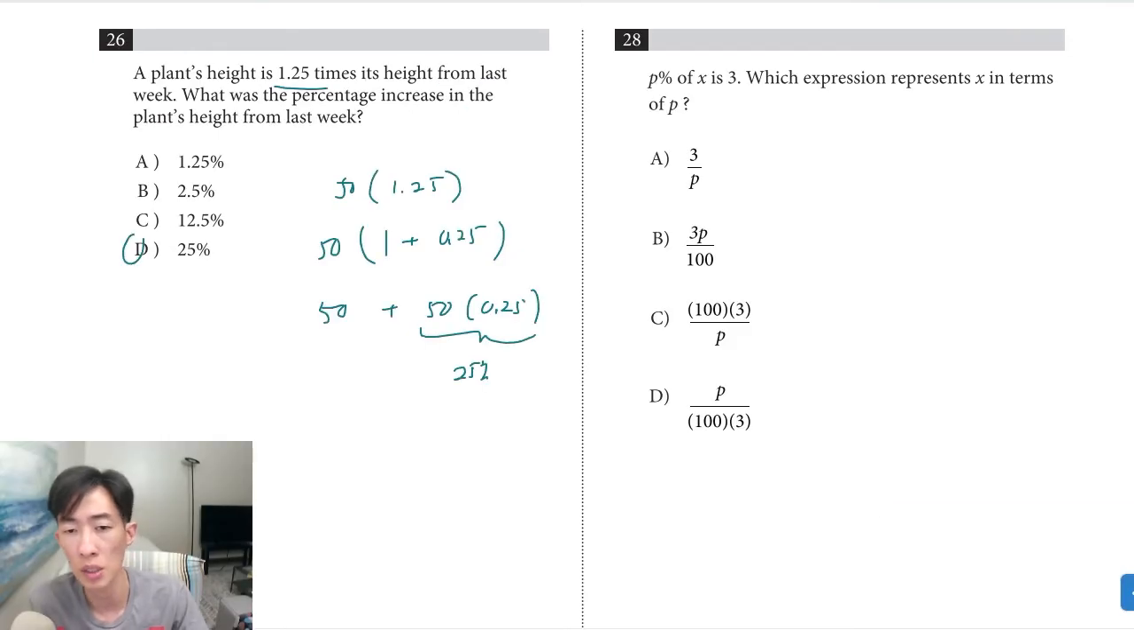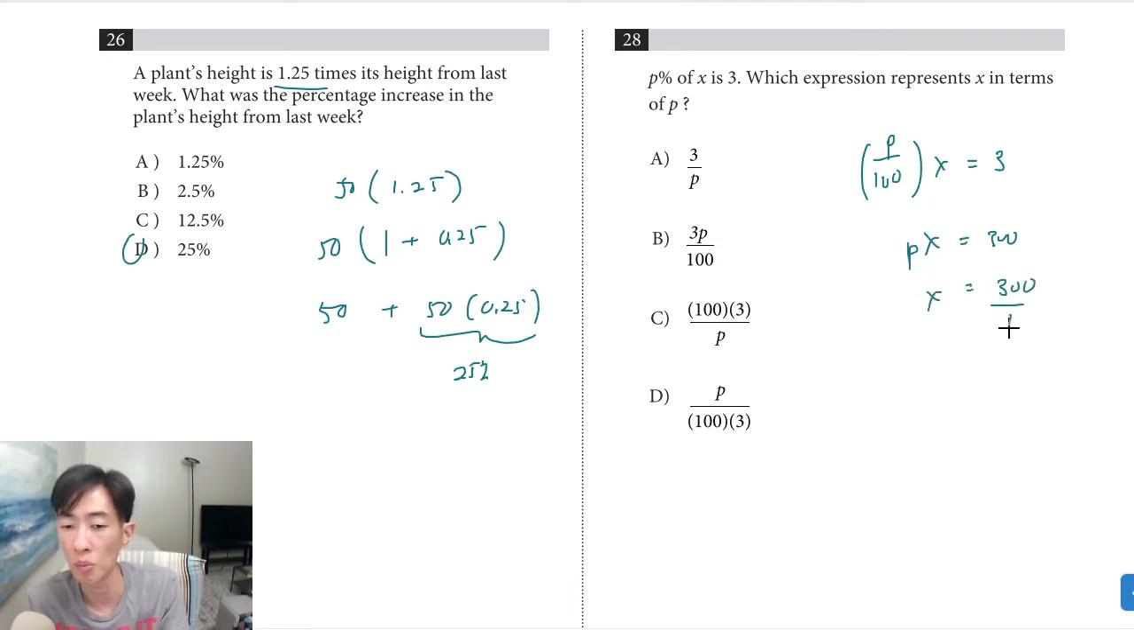Question 28, p% of x is 3. Which is x in terms of p? You could pick numbers and see which one works. Mathematically, if you're saying p%, that's going to be p over 100. And p% of x, that means you multiply, equals 3. Now they want to know what is x in terms of p, so just get x by itself. Multiply both sides by 100. We get px equals 300. Divide by p, x equals 300 over p.